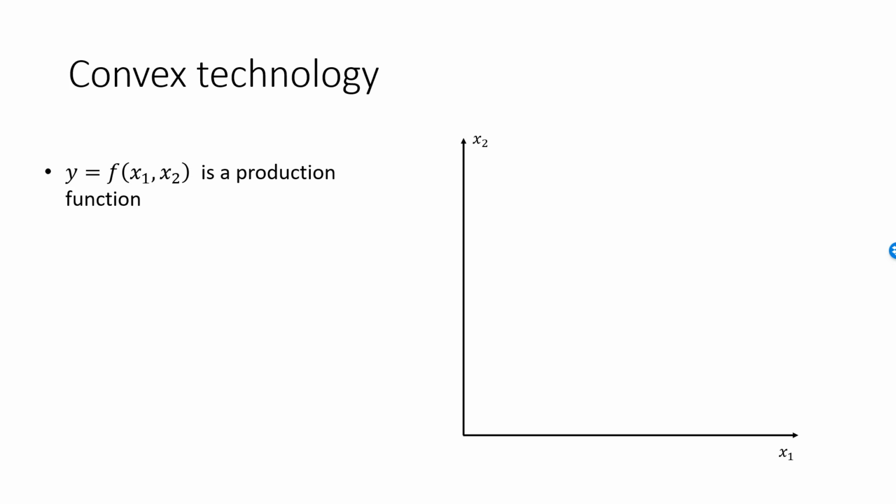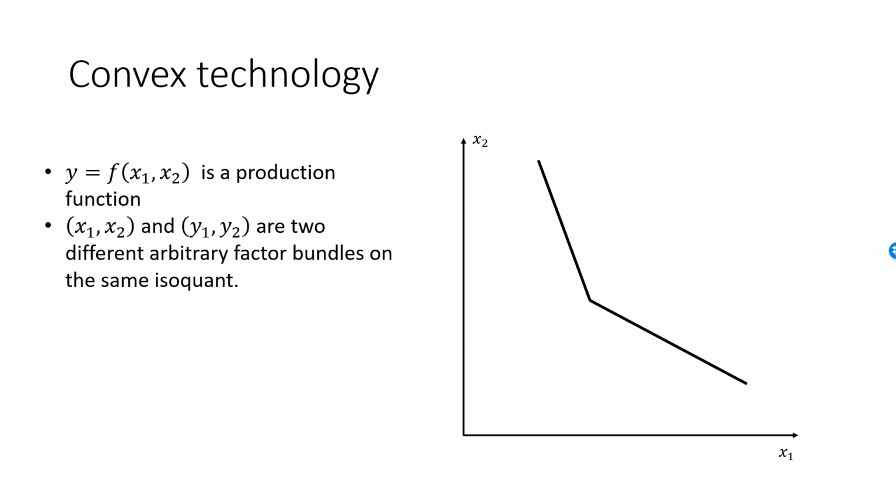Having discussed monotonic technology, we move on to the next property, namely convex technology. Again, we start with the production function and we assume that technology is strictly monotonic. For a given output y, there is a downward sloping isoquant. Let's say that it looks like this. This isoquant is consistent with convex technology. To demonstrate this, pick two arbitrary points on the isoquant, x1, x2 and y1, y2. My x bundle and my y bundle. We produce the same amount with these bundles of production factors.